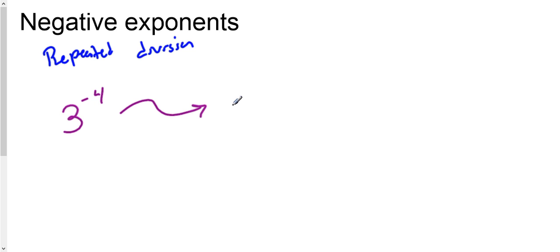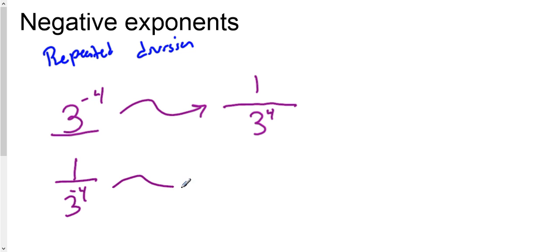And it would become positive on the bottom of a fraction. So negative exponents actually cause the base to flip to be on the opposite side of the fraction. This one was on the top, it's now on the bottom. If it was already on the bottom, it would become positive on the top.